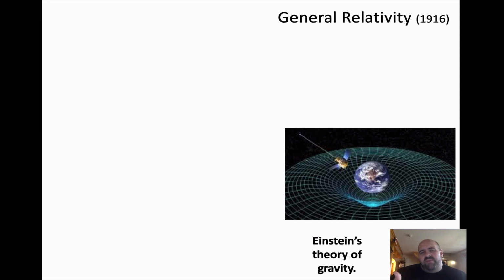We know objects with mass attract one another. We can calculate how much force they attract one another with. But why? Why do objects with mass attract other objects with mass? That's something we really don't 100% know, but Einstein came up with a theory. He said that gravity itself warps space-time.